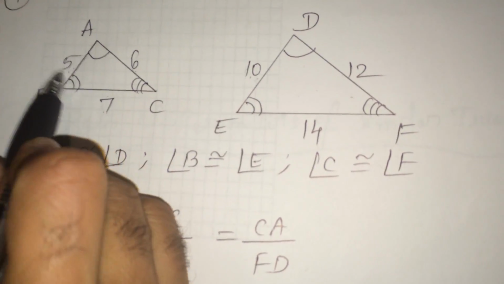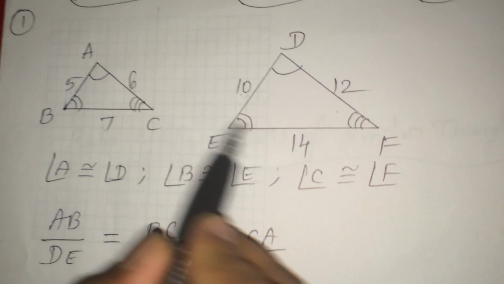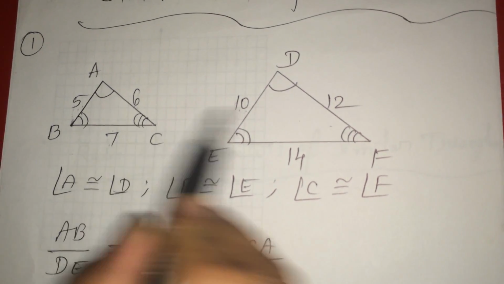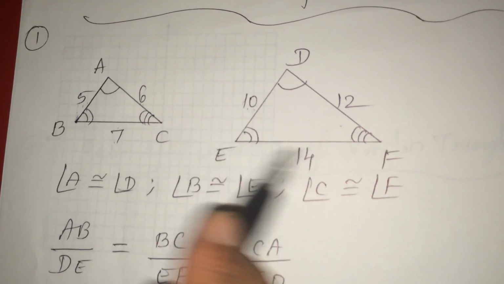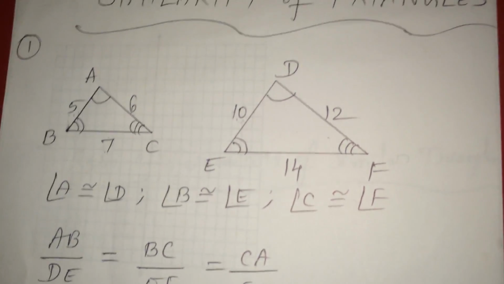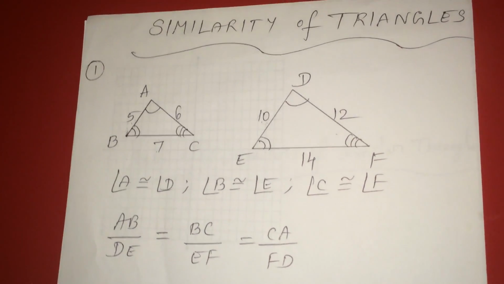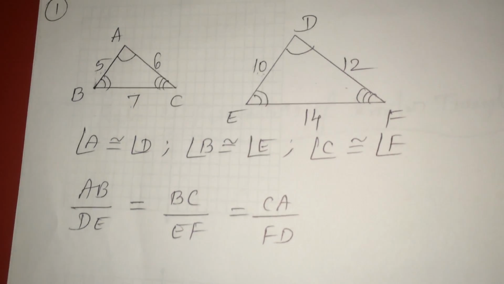That means the ratio between 10 and 5 is 2. 14 divided by 7 is 2. 12 divided by 6 is 2. Or 6 divided by 12 is 1 over 2. Like that you can take ratios. In this way, these sides are proportional whenever the two triangles are similar.